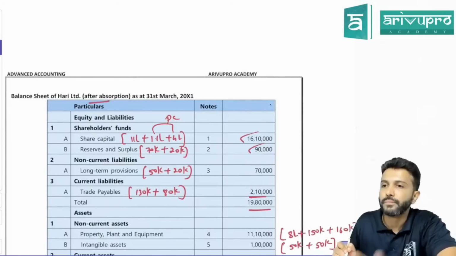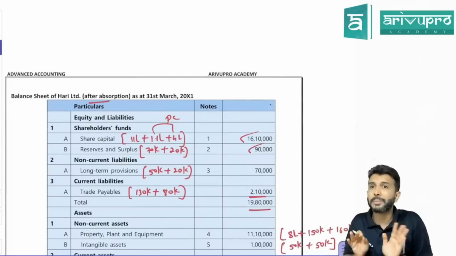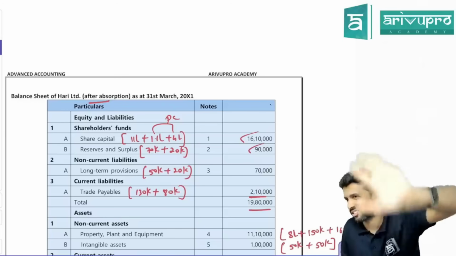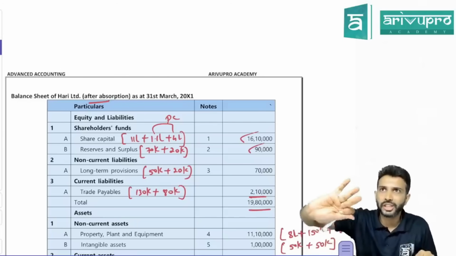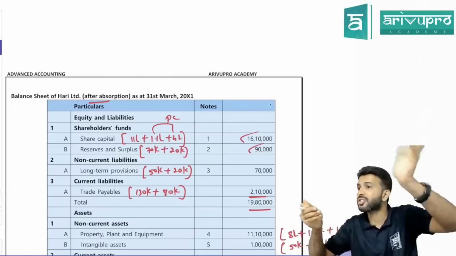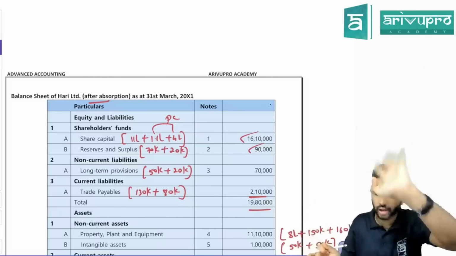Yeah. That's all. So the best way to prepare the balance sheet is journal entries. Journal entries will tell you whether share capital, assets and liabilities have increased or reduced, what has happened. Accordingly, take a call on that.